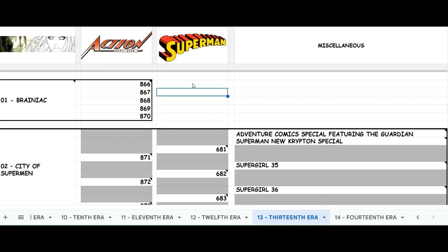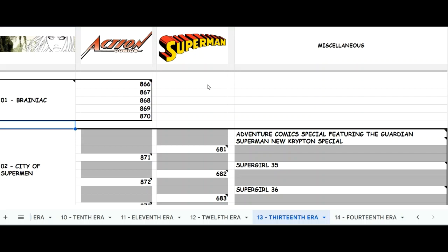To start off with, I'm going to talk about this arc here, which is the Brainiac arc. Now, most people don't count this as part of the New Krypton story, but it is fundamental because it lines it up. So none of these issues have triangle numbers on the cover because triangle numbers were phased out several years ago at this point. But what you need to read is the Brainiac arc, which is issues 866 to 870.